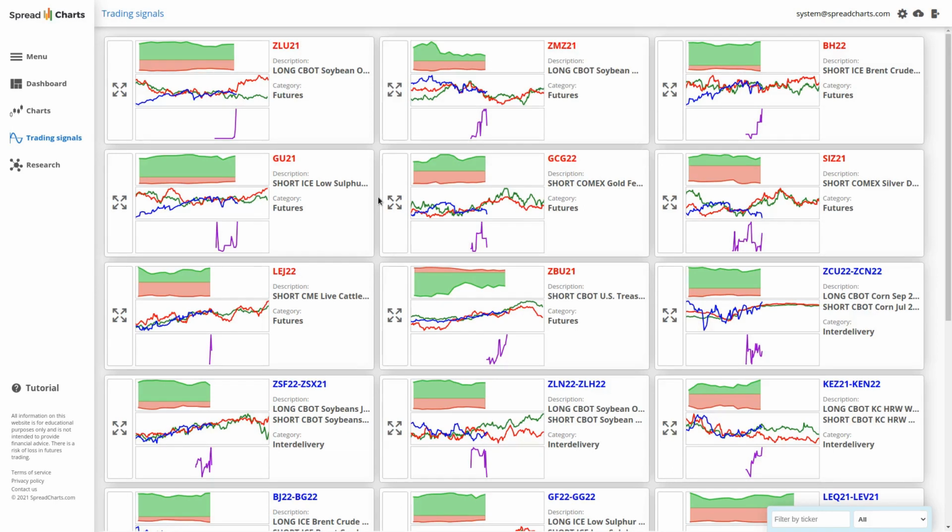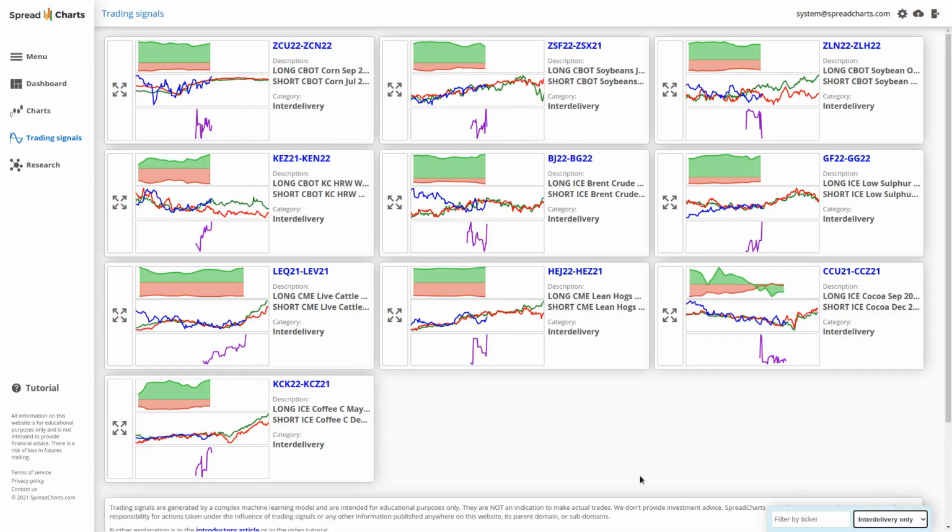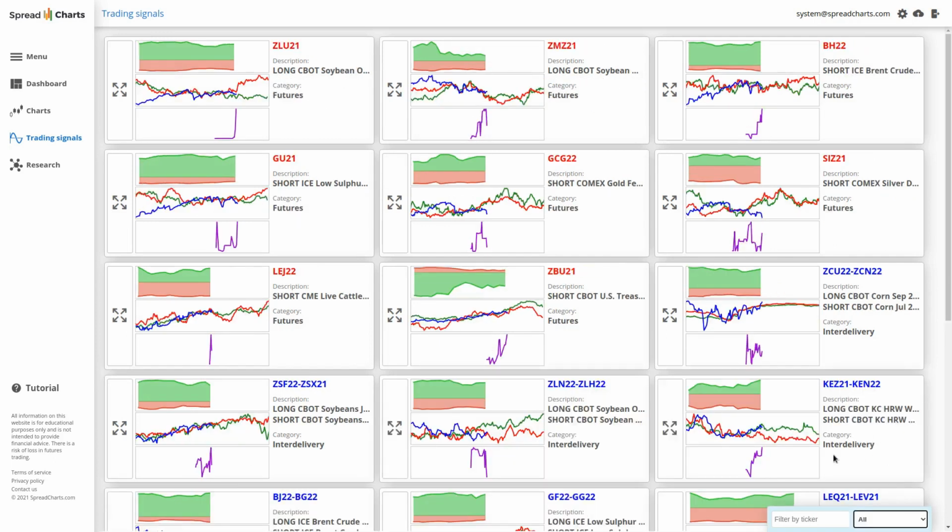You can also filter the signals using this strip or window in the bottom right corner. You can filter them by category. You can select outright futures only, or just inter-delivery spreads, or all the available signals. Or you can filter them by ticker, which is quite useful when you are interested just in a specific commodity and want to find the signals for that commodity very quickly.